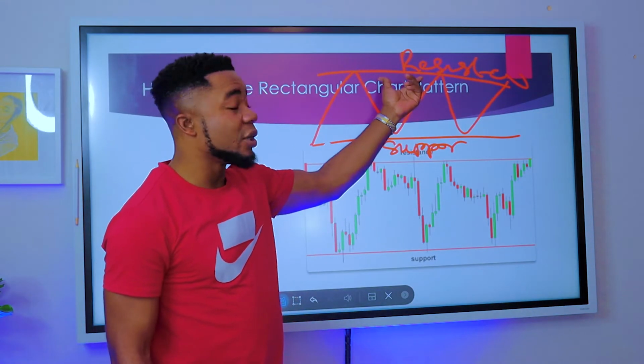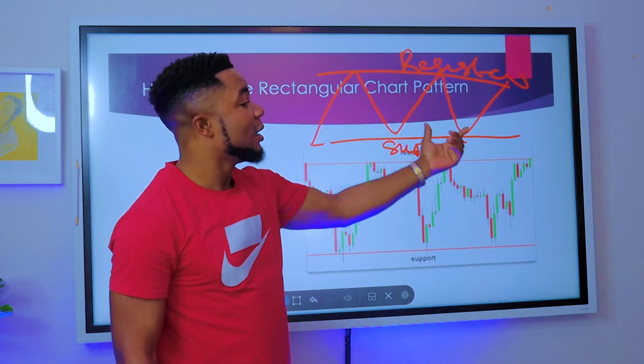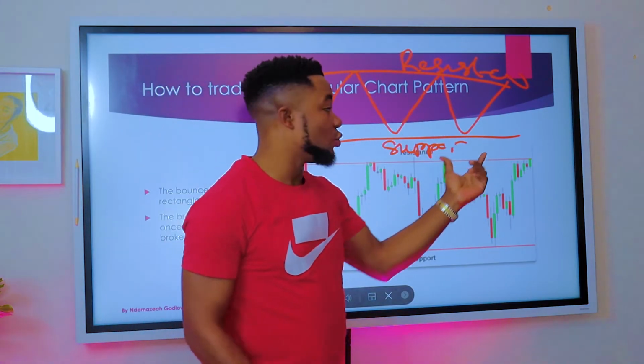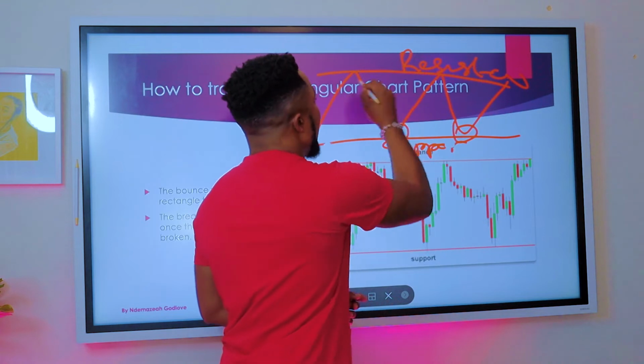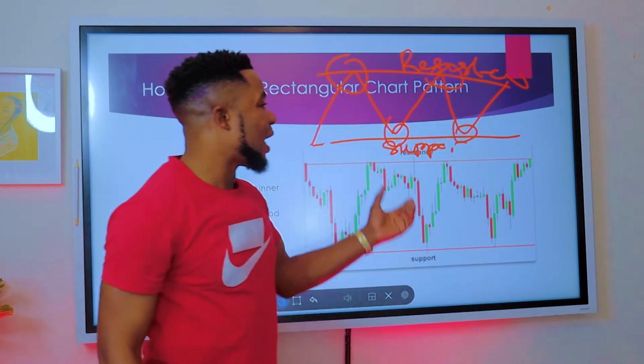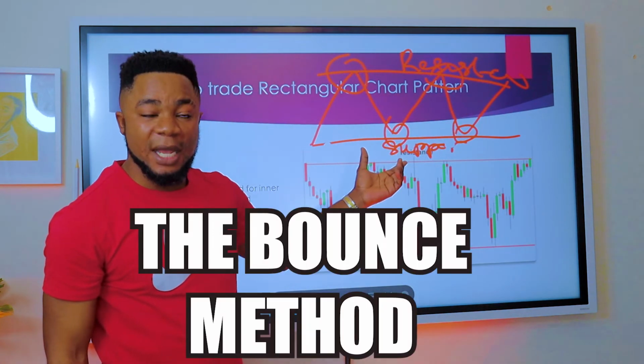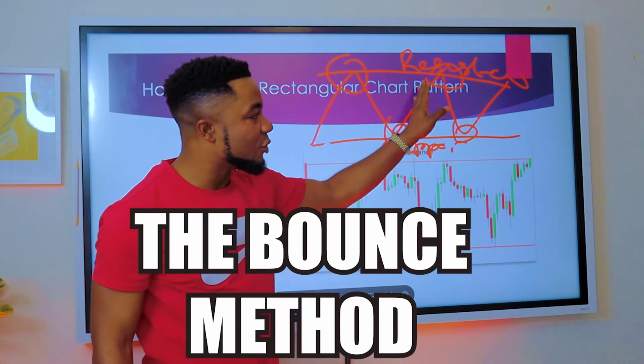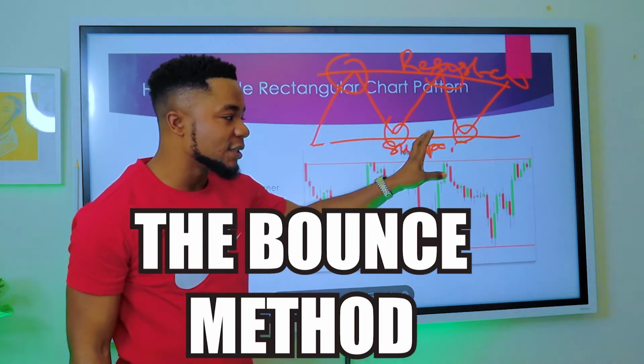Where at any point the market hits your support, you buy. At any point the market hits your resistance, you sell. So you buy here, and you sell here, and you sell here. So that method is called the bounce method. All right, that is for inner trading, where you are doing inner trading.